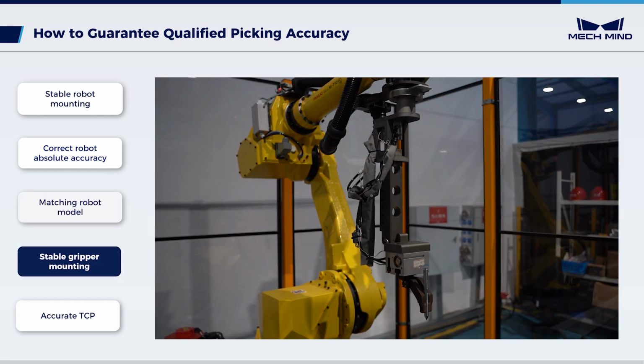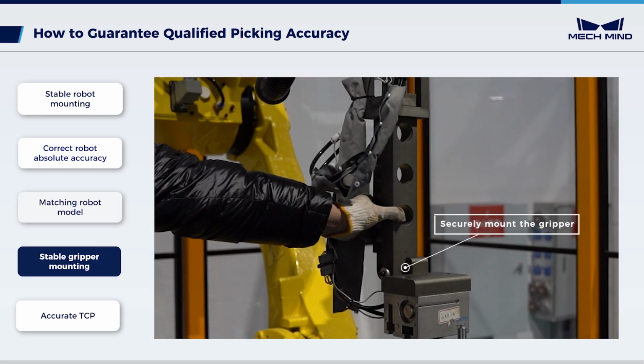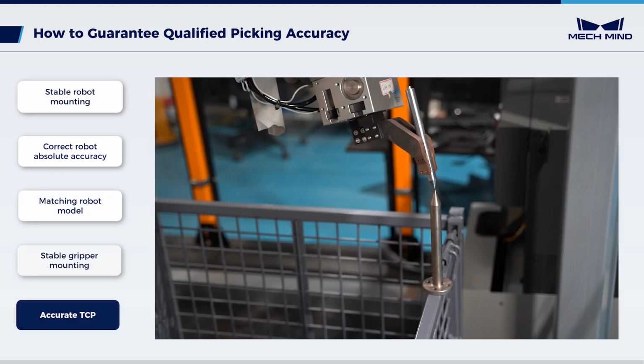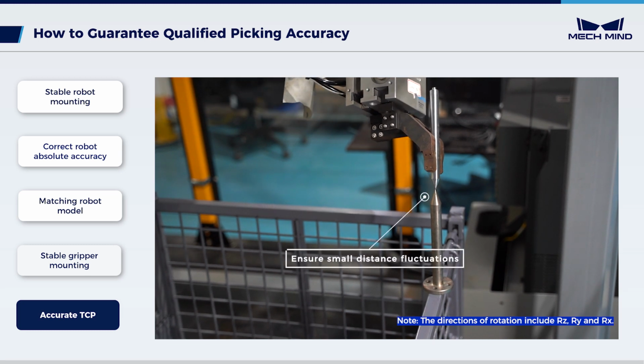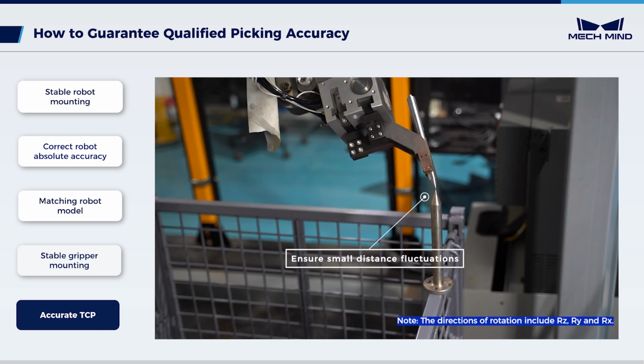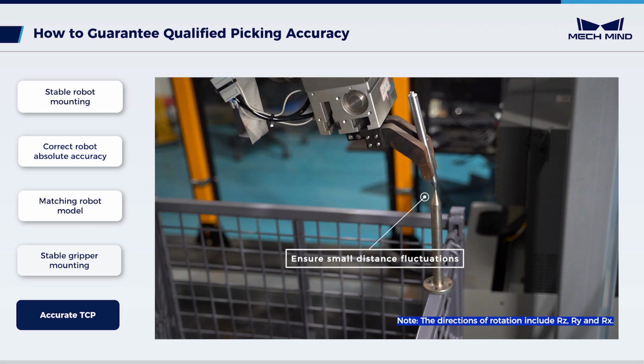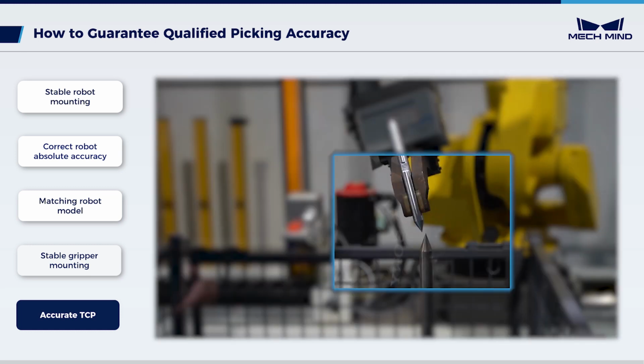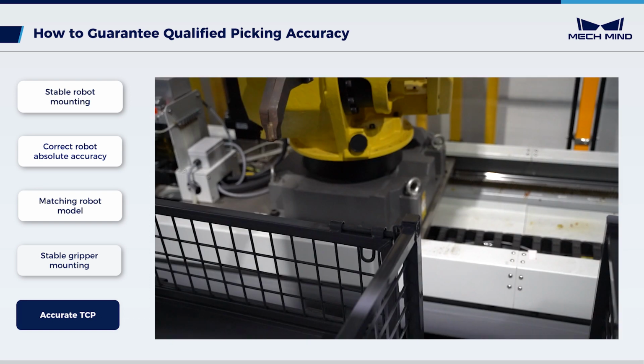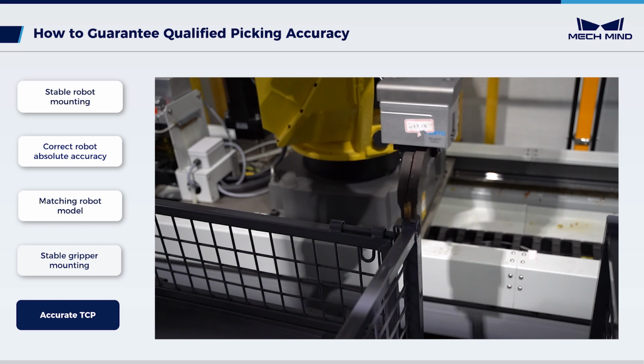Then, check the gripper. Make sure to rigidly mount it. Verify the gripper TCP accuracy. Rotate the robot end around the pinpoint in different directions. Check the distance fluctuation range between the robot end and pinpoint. If there are obvious deviations during the rotation, calibrate the TCP. Please refer to the manuals of each robot brand for calibration. After confirming that the TCP accuracy is correct, record a fixed point for future periodic checks.